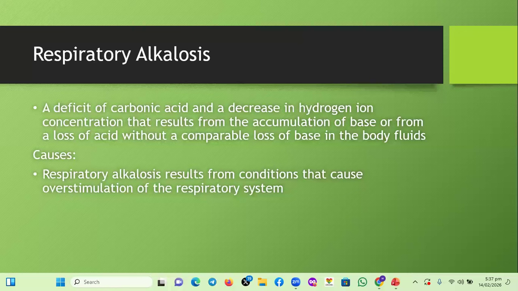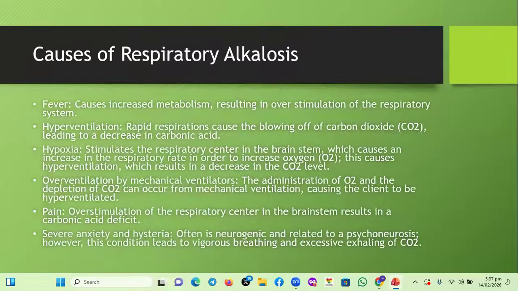And so at the end of the day, it renders the system depleted of carbon dioxide, which is carbonic acid, and then in turn reduces the number of hydrogen ions in the system. So let's look into the conditions. I have a list of them. Someone mentioned fever. Fever causes increased metabolism resulting in overstimulation of the respiratory system. And so fever will cause respiratory alkalosis.